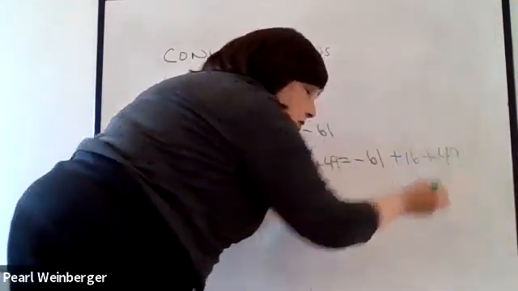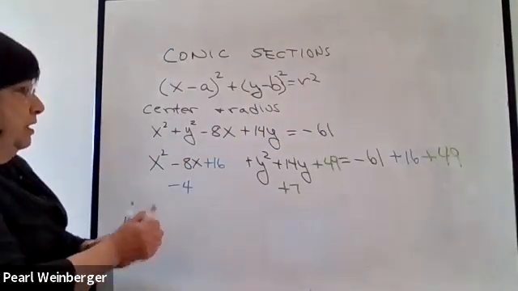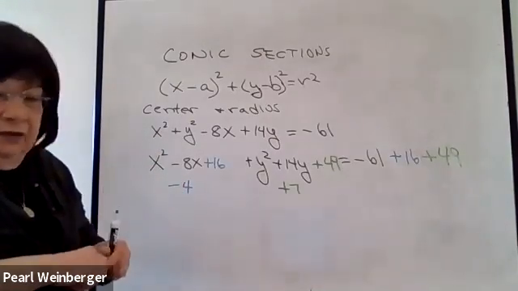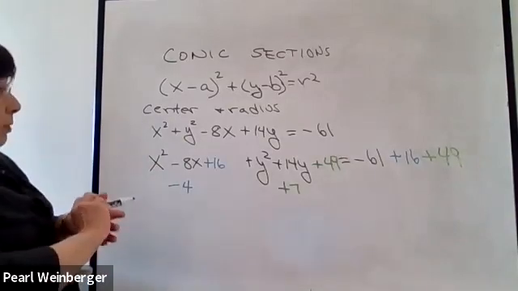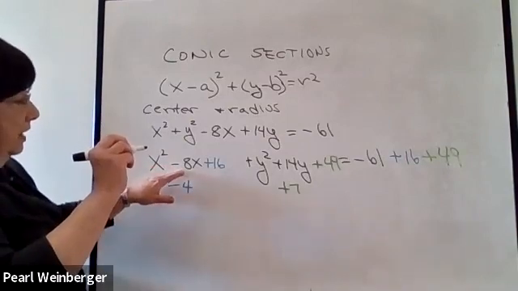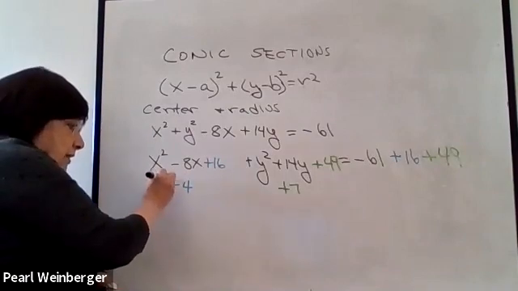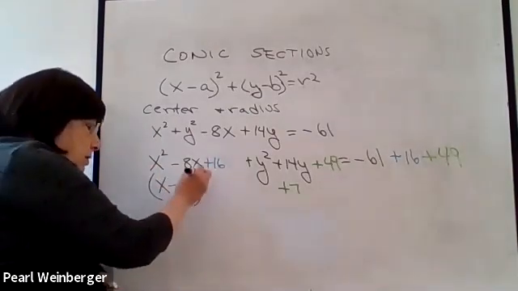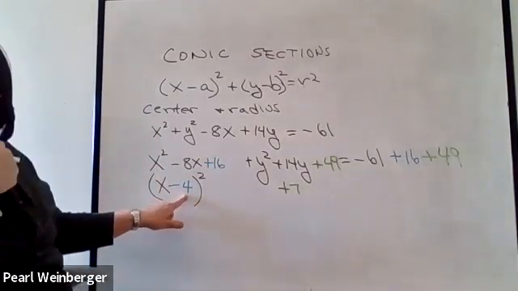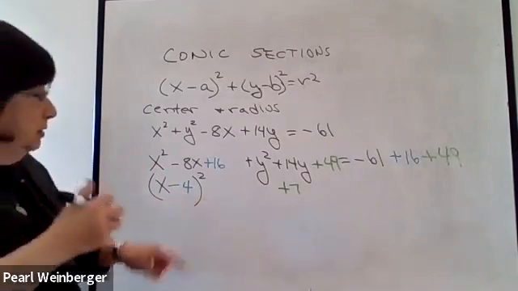Notice I'm trying to do it in different colors so you could see where I added to the x and where I added to the y's. Okay, now let's see what we have. This x squared minus 8x plus 16, remember, is a perfect square binomial. That's x minus 4 squared. That's why I like to put that -4 down right away, because I know that's what's going in the parentheses.